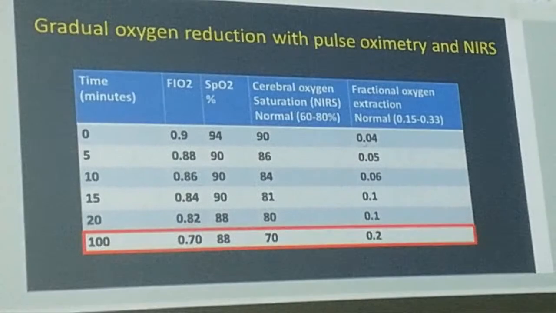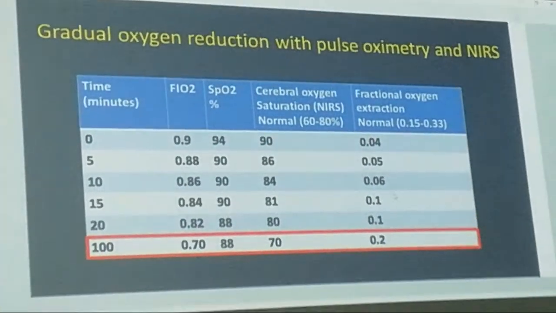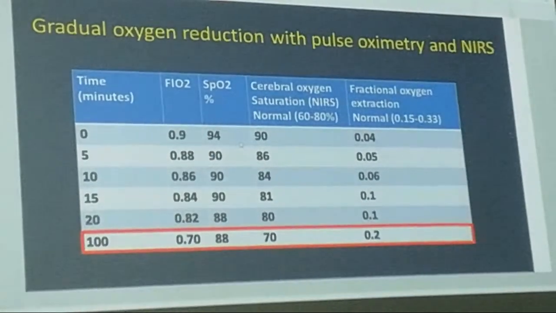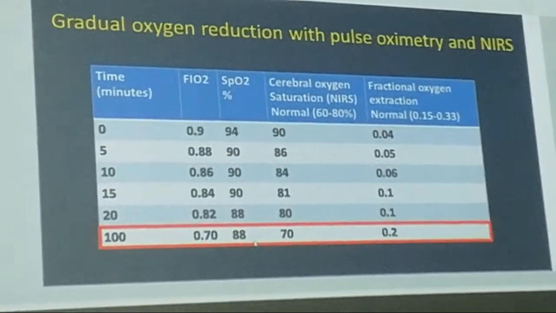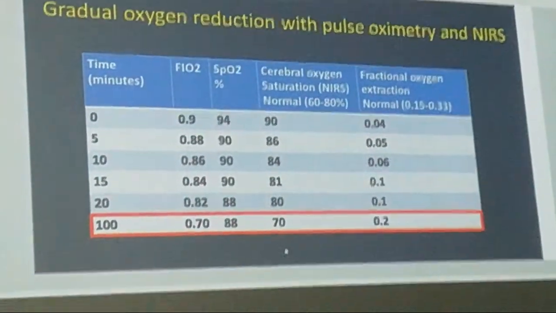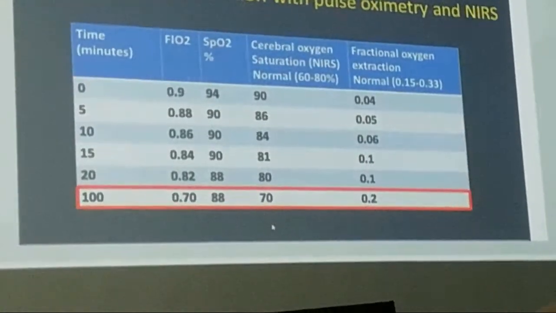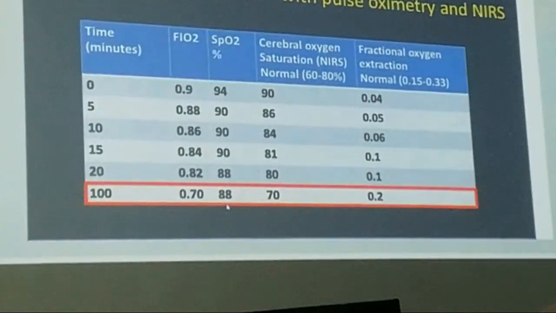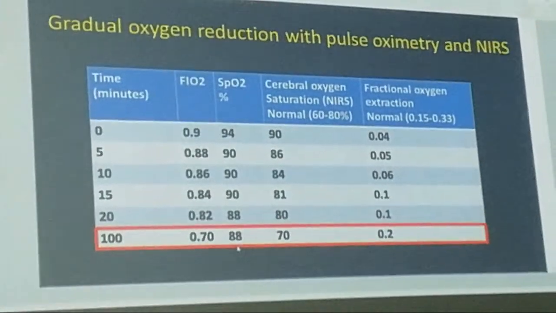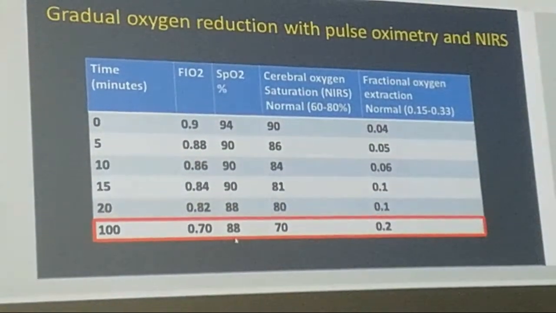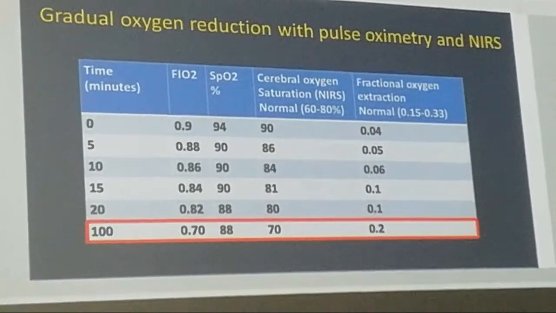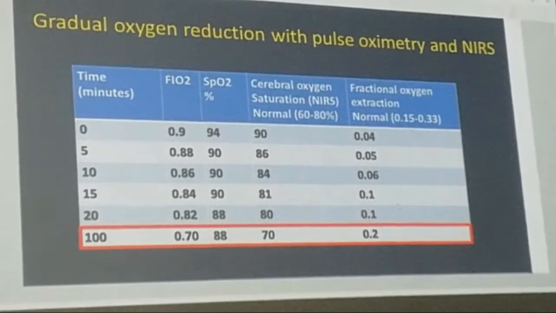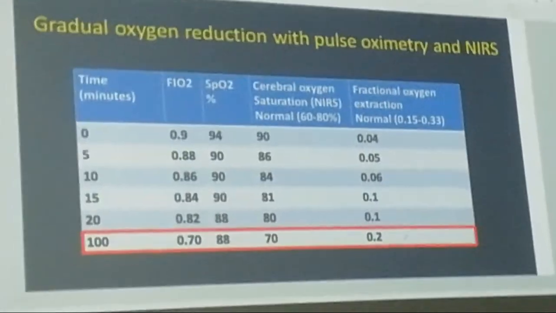Then the fractional oxygen extraction should be calculated. You can continue weaning as long as the oxygen saturation is still above 85%, which is the limit of desaturation. Please note that while weaning the oxygen, the arterial saturation decreased but was still maintained above 85%. The important and interesting finding is that cerebral oxygen saturation decreased to within the normal range, and fractional oxygen extraction also increased, signifying improved brain capacity to extract more oxygen.